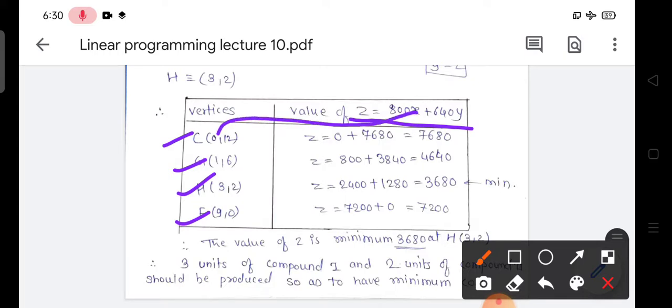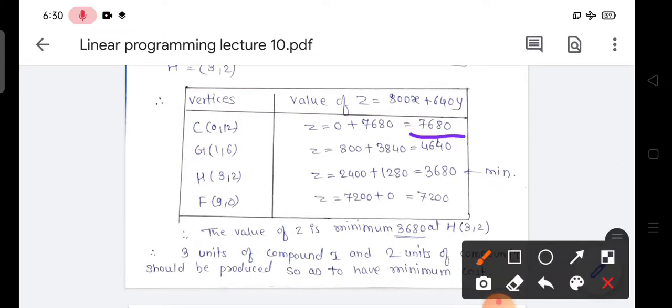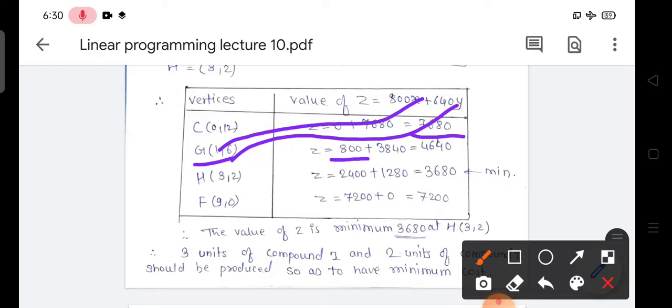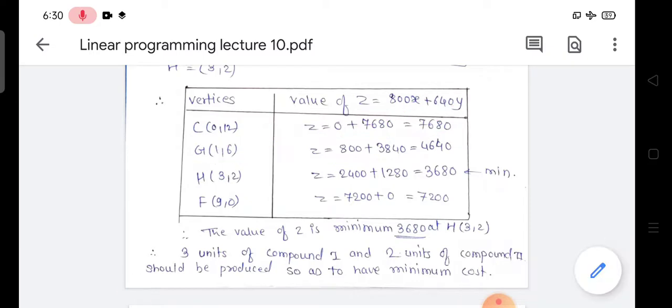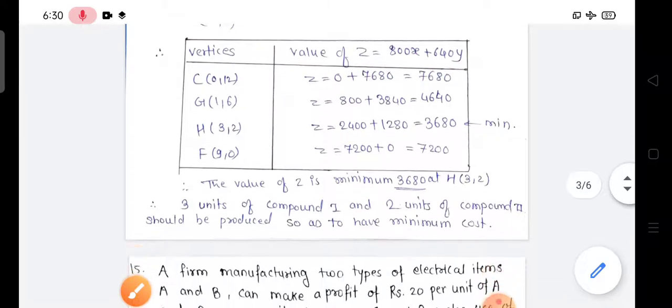First, x coordinate 0, y coordinate 12. Total is 7680. Okay, for the G point, x coordinate 1, y coordinate 6: 800 plus 3840 equals 4640. Next, H (3, 2). Okay, x coordinate 3, y coordinate 2. So Z equals 2400 plus 1280. So the total is 3680.